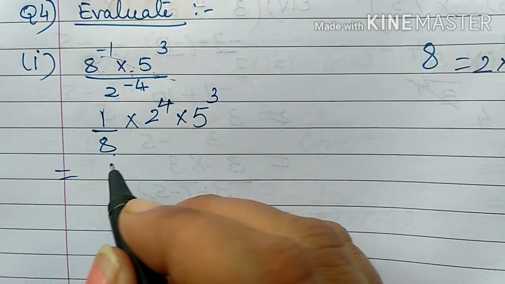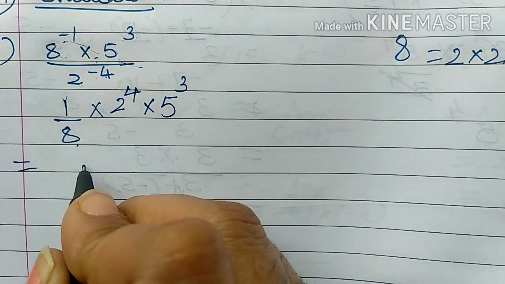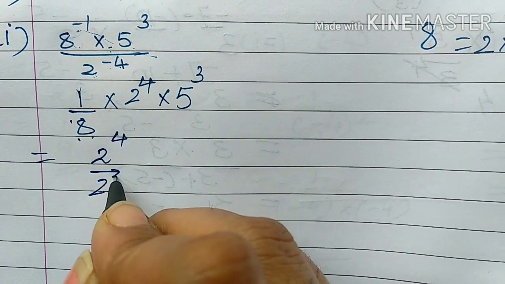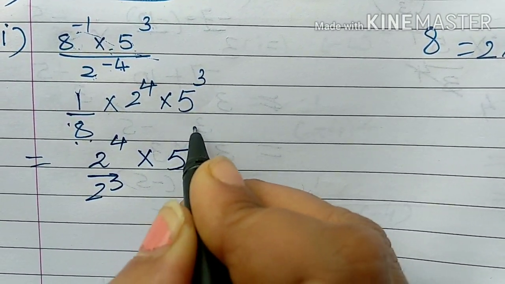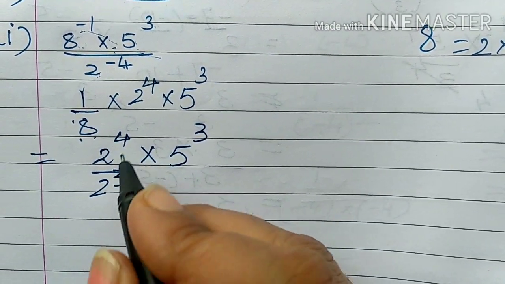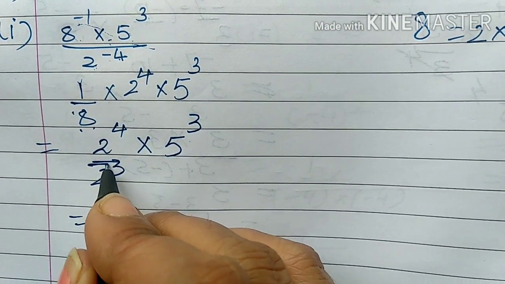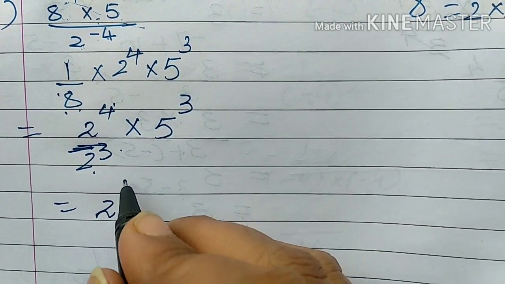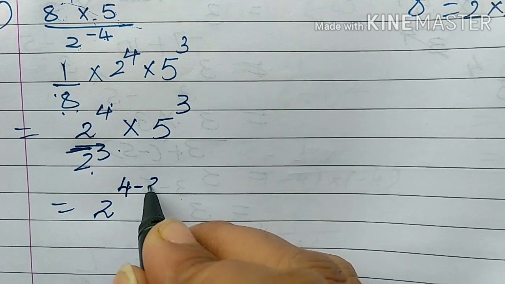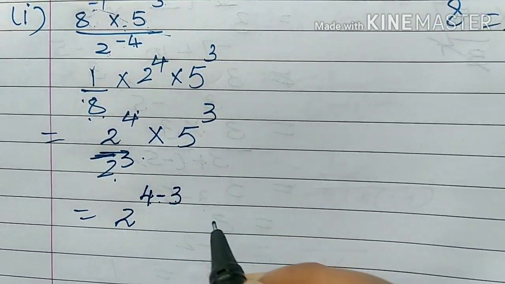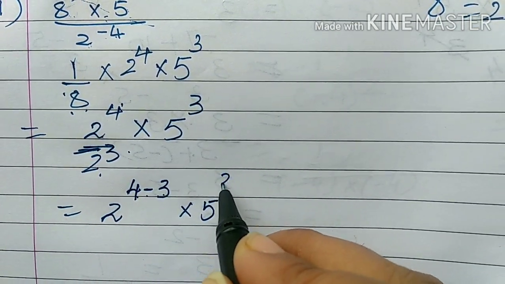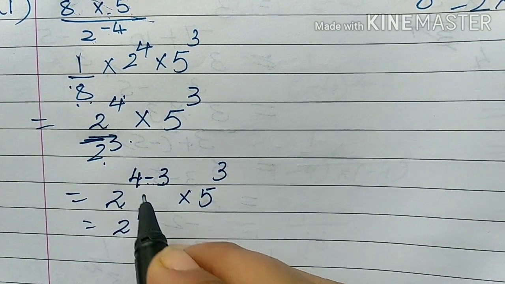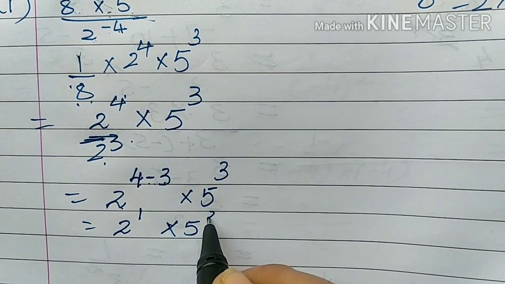Now 8 I can write as 2 raised to 3, so 2 raised to 4 is already there, upon 2 raised to 3 into 5 raised to 3. Now this is division, right? Upon means division. So 2 raised to 4 upon 2 raised to 3, I can write with common base 2, and when it is divided the powers are subtracted, so I can write 4 minus 3 into 5 raised to 3. Now 2 raised to 4 minus 3 means 2 raised to 1 multiplied by 5 raised to 3.